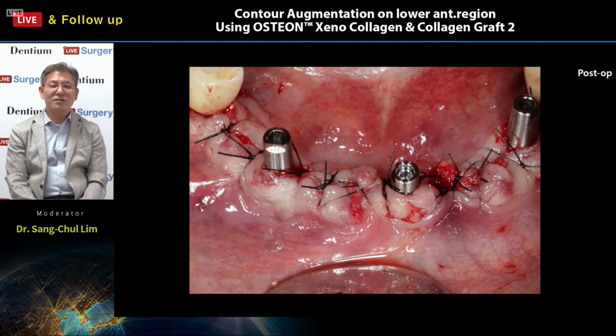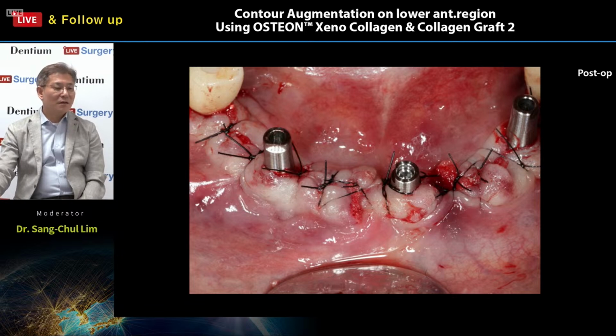Welcome back to our live surgery show. Let's look at the follow-up of today's surgery. As you know, this is just after the surgery, the post-op photo after suturing, and the intraoral view looks like this.